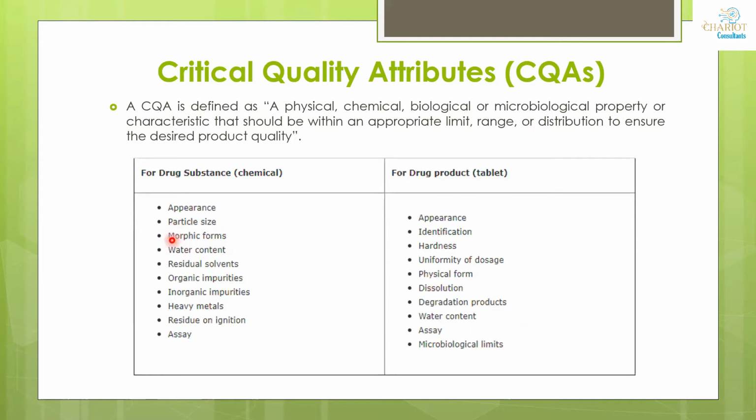For example, today you have a polymorphic form which is alpha, which will have certain chemical properties. The solubility will be different. If you change the polymorphic form, the chemical properties can change, the solubility can change. So the quality attributes which are important for a chemical substance are your polymorphic form and the water content.